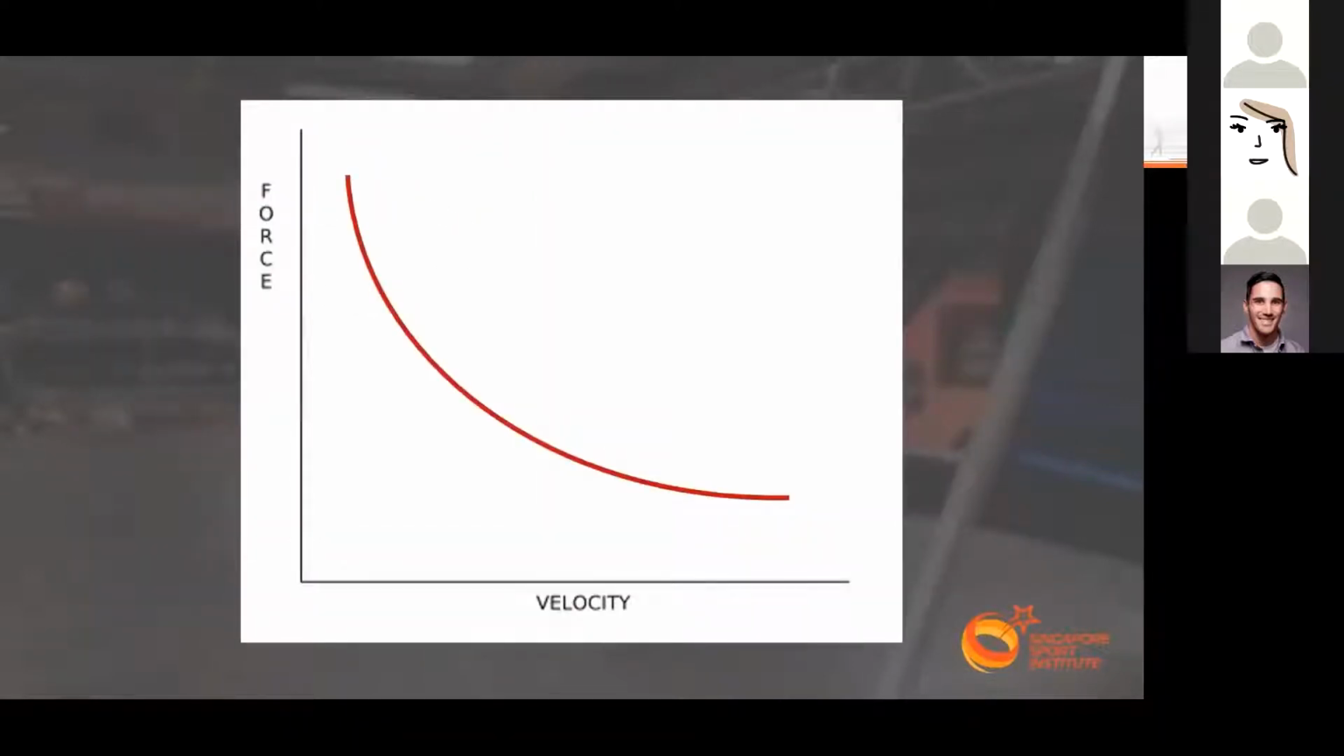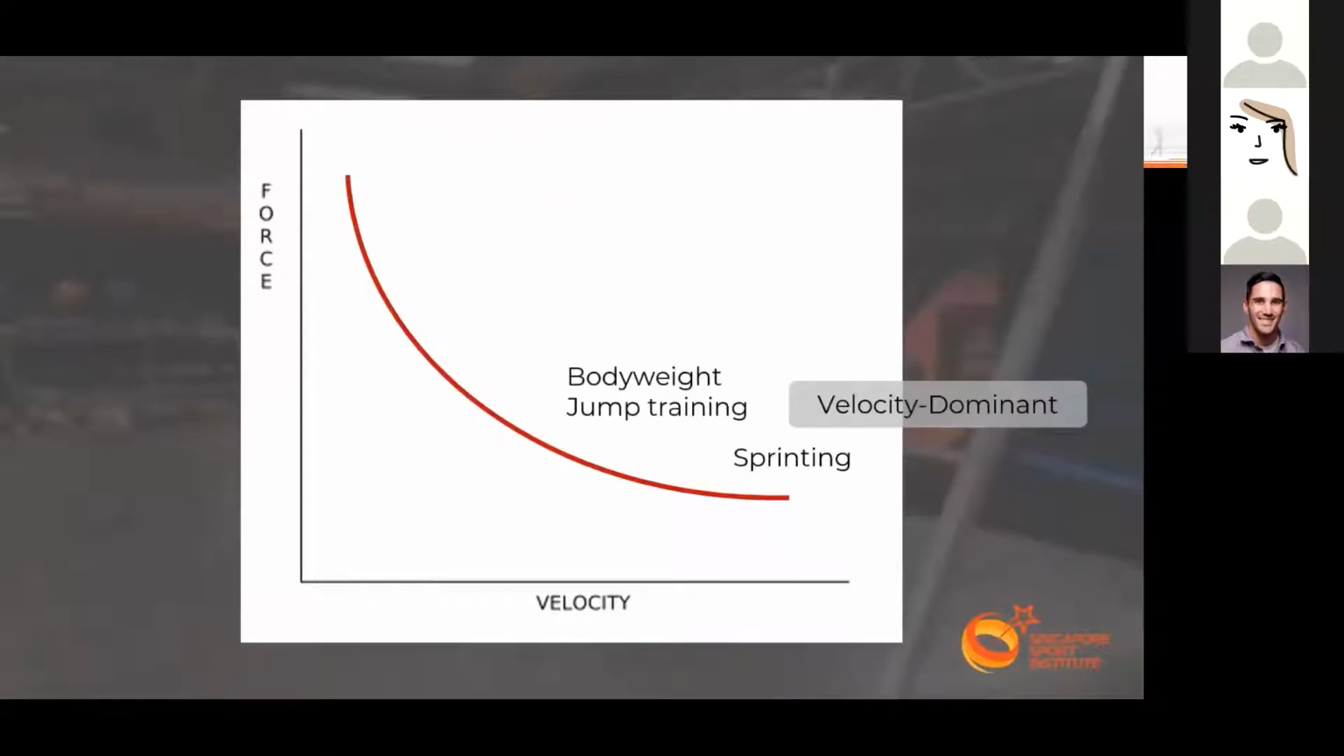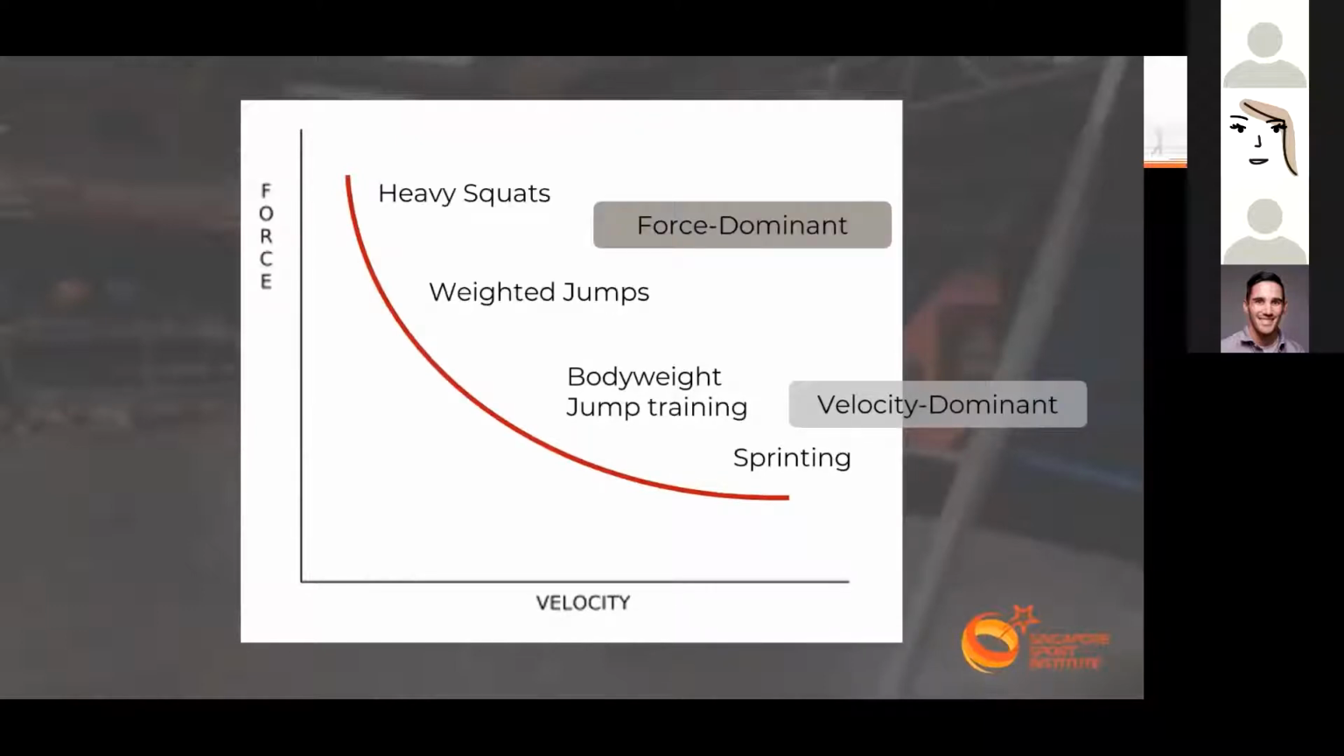Focusing now on just the concentric portion of the force velocity curve, let's have a look at what this means for sport performance. Exercises such as sprinting and jump training will have very high velocity muscular contraction but low potential force production, while heavy lifting exercises will require high force production capacity at lower velocities.